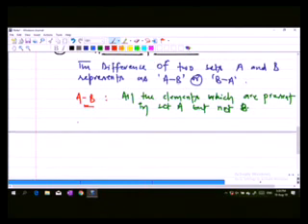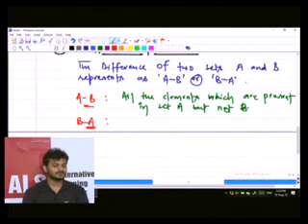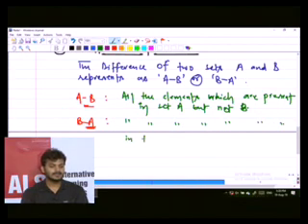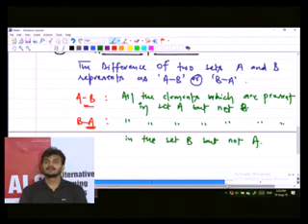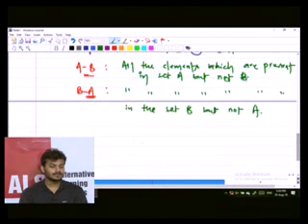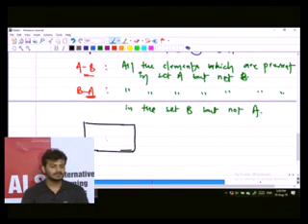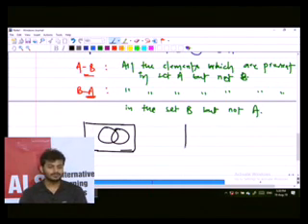Next, kids, B minus A. Now what is B minus A? B minus A is all the elements which are present in set B but not in A. So basically, what are A minus B and B minus A? This is A, this is B. You don't need to write the universal set U all the time, since the universal set is always there. So you can directly plot A and B, only two sets.